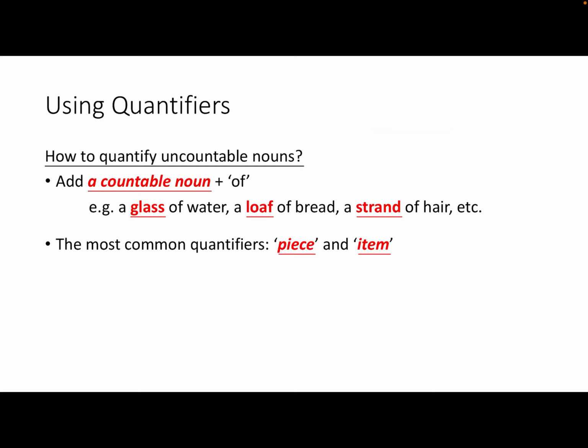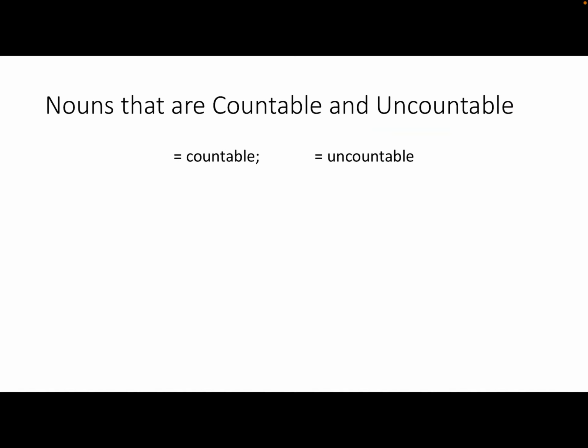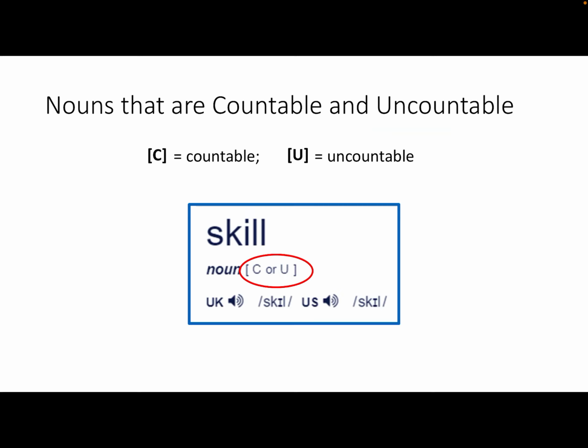Among all, the most common quantifiers are piece and item. For example, a piece of advice, an item of furniture. When you look up some nouns from the dictionary, you will see square brackets C, showing that it is a countable noun, and square brackets U, indicating that it is an uncountable noun.